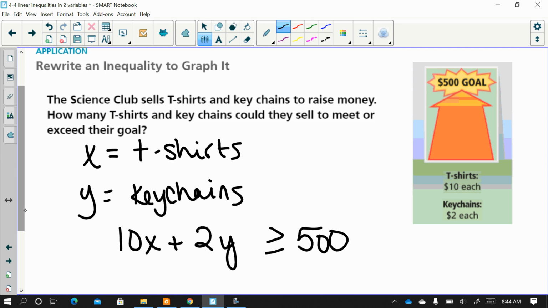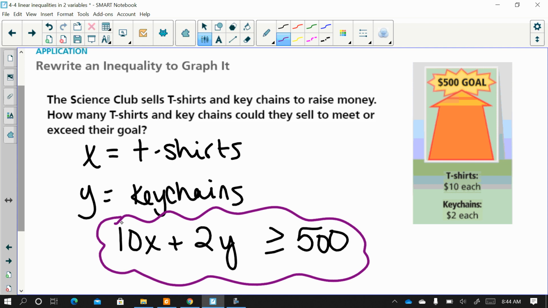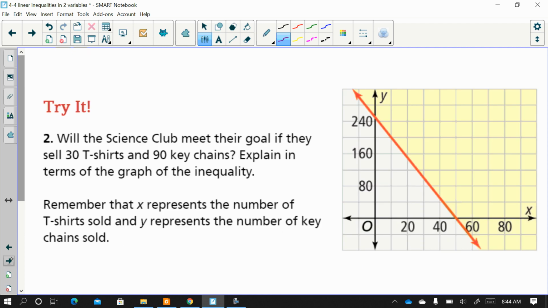I personally probably would not graph this by hand. I would probably use Desmos to do this. Okay, so this is what we're going to be looking at. So I'm going to go ahead and flip the page. Okay, we had 10x plus 2y is greater than or equal to 500.